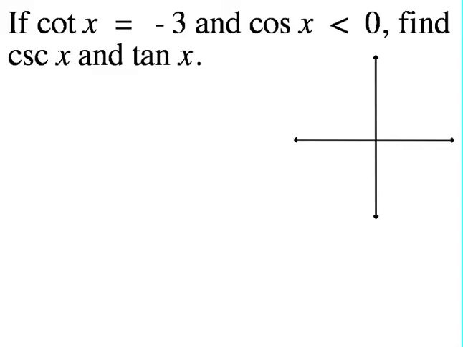So let's go ahead and look at this next one here. It says if cotangent x equals -3 and cosine x is less than 0, find cosecant x and tangent x. So we're going to be drawing more triangles. More of these triangles.